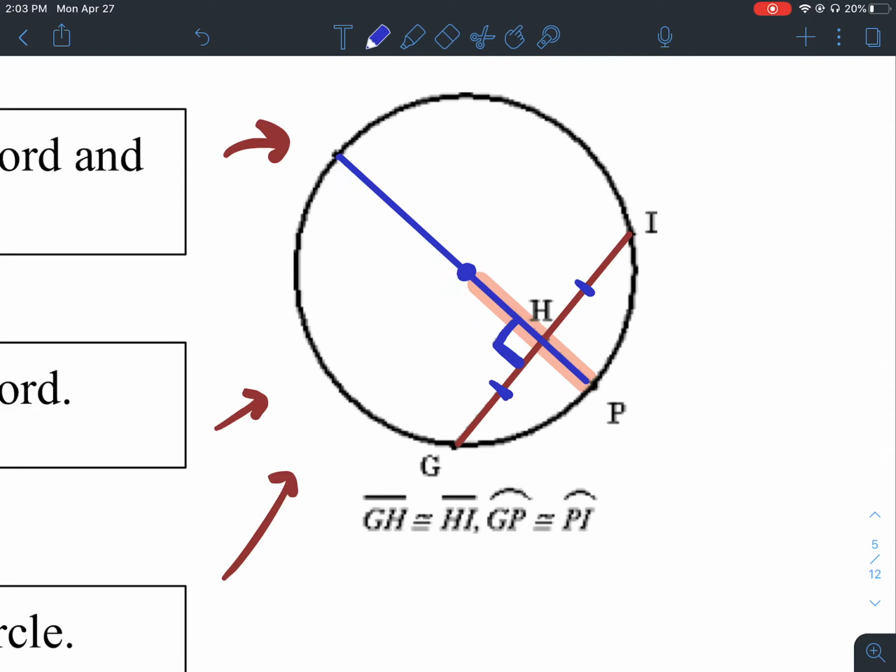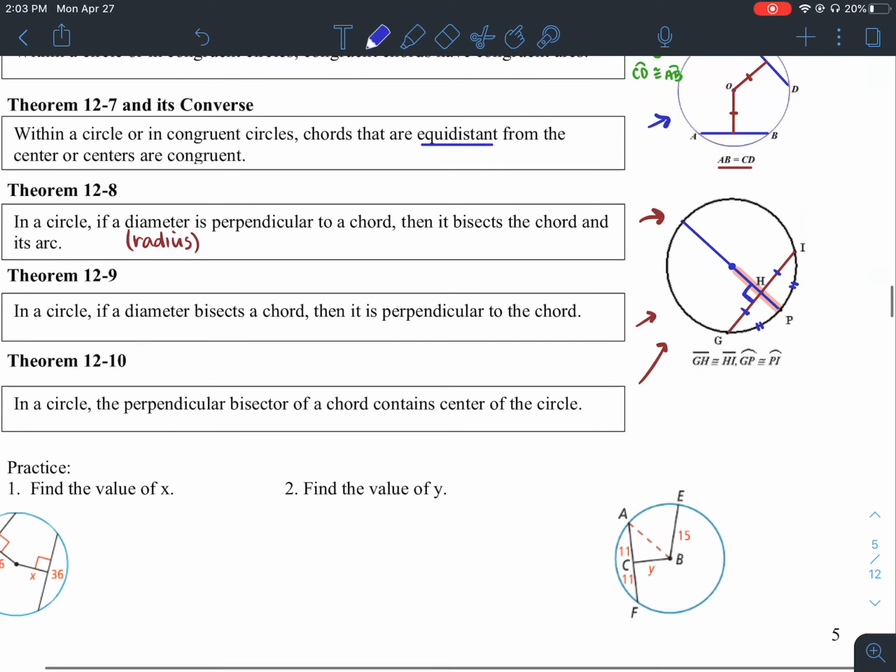But if I'm going to have it be perpendicular, then I just bisected my chord. Those two pieces have to be equal. And I bisected my arc. So those two arcs have to be equal. That's what 12-8 is saying. 12-9, same situation. This is just going backwards. Oh, you bisect your chord, then you get to put a right angle in there. And then 12-10 says, okay, say I know my chord is bisected and perpendicular, then I have to be on the diameter. That's what it means to contain the center of the circle. It means you're on your diameter.